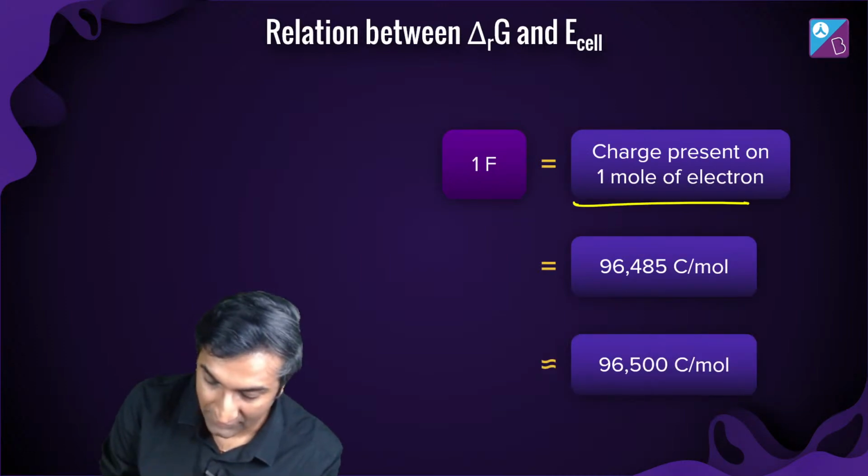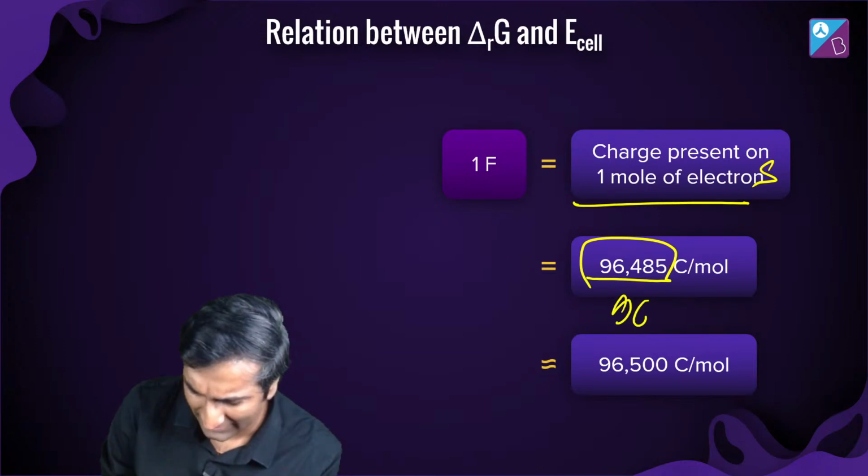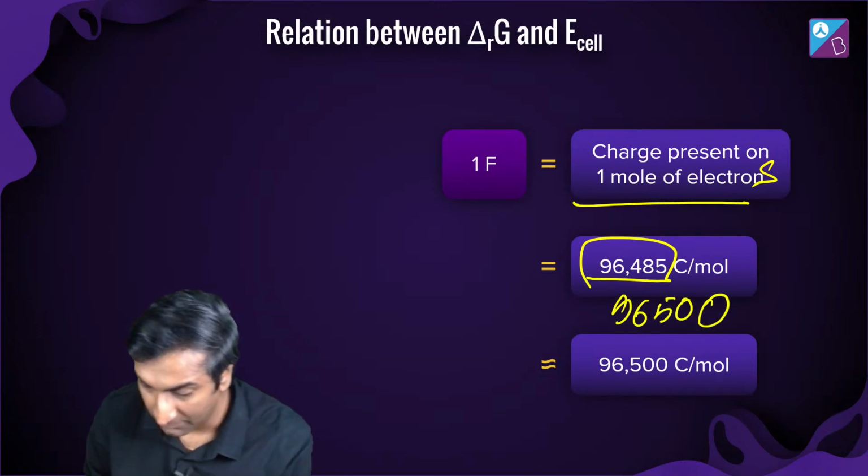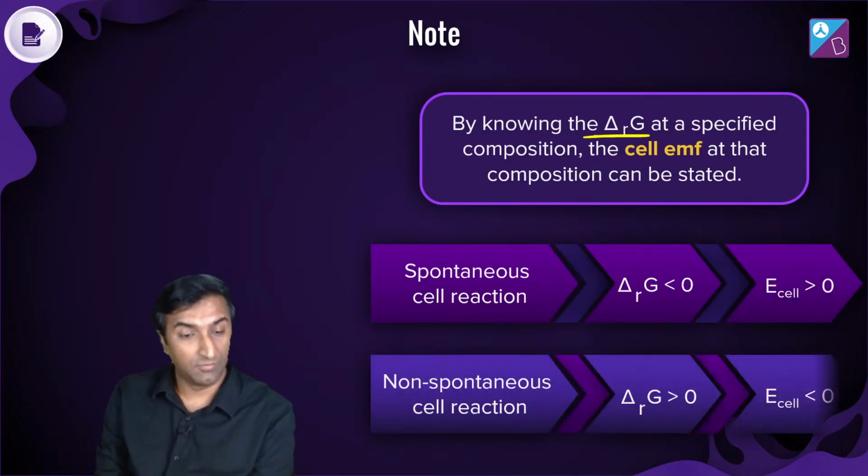So 1 Faraday, charge present on 1 mole of electrons, is 96485, or just say 96500. It's okay, चलता है, ठीक है, coulomb per mole. Okay, so now let's get back to the point.